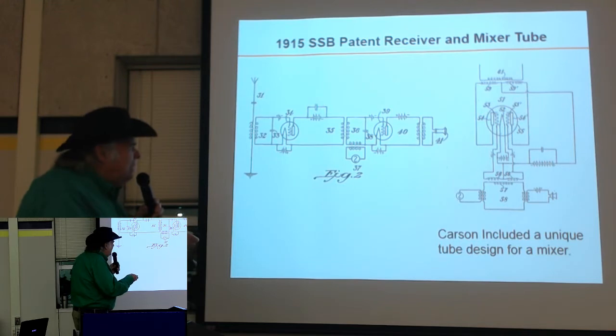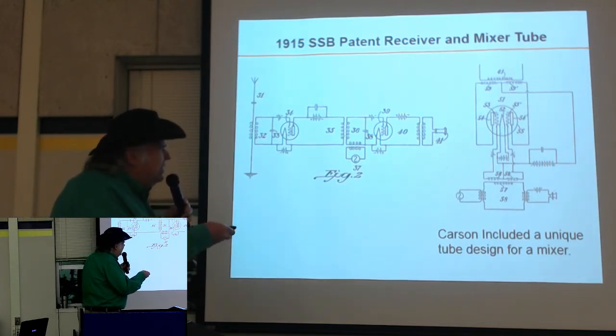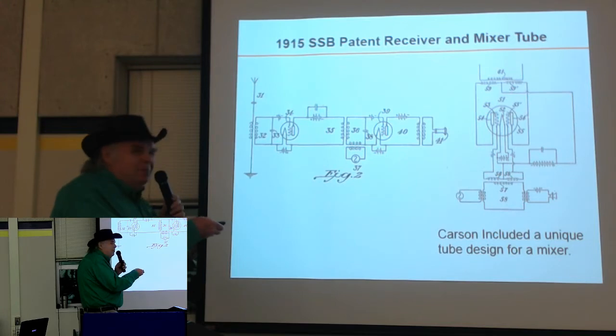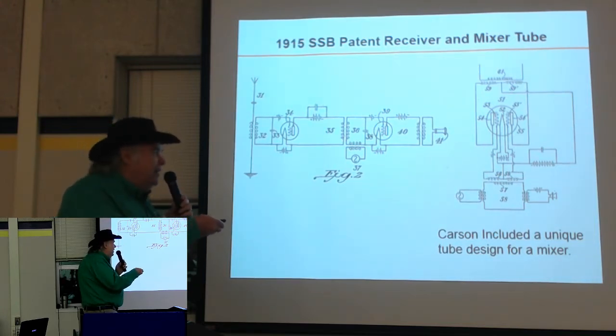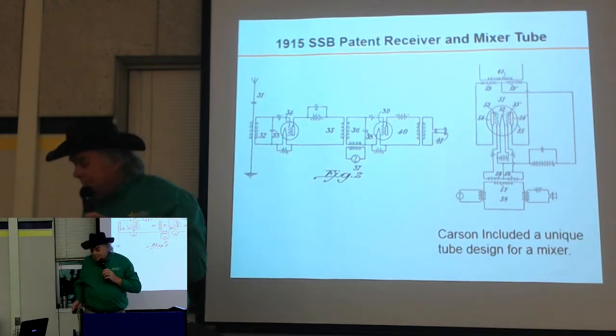And he even came up with a neat tube for his balanced mixer in his patent. You'll notice he had two plates and two independent grids in the tube. I don't know if this ever got built, but he patented the idea of having a tube that had both two plates and two grids to run a balanced circuit. And that was 1915.